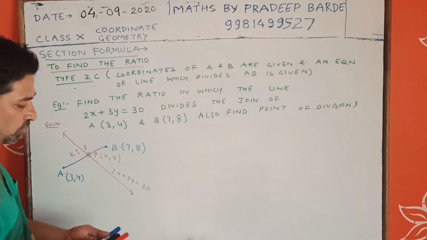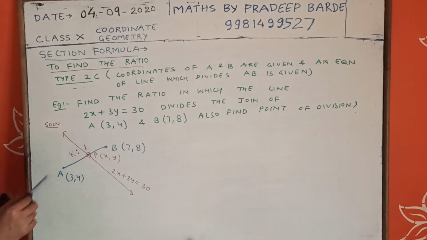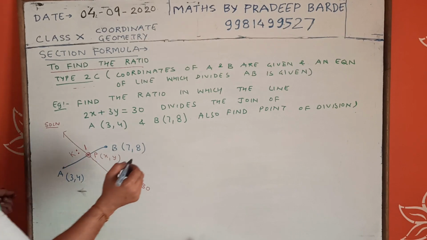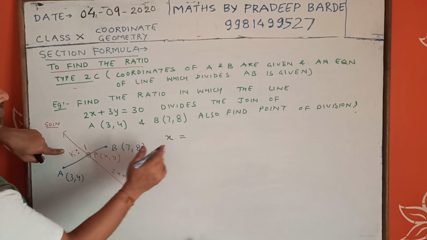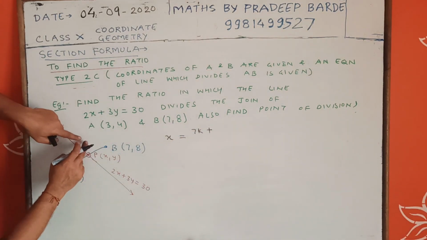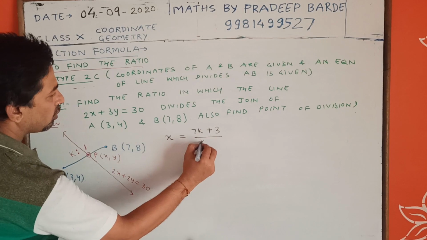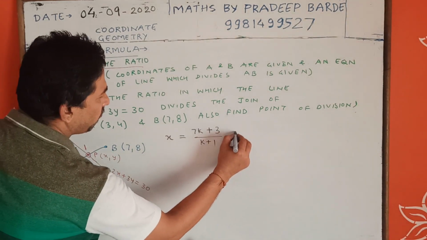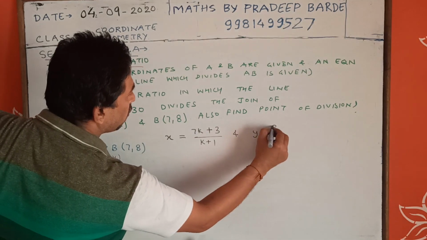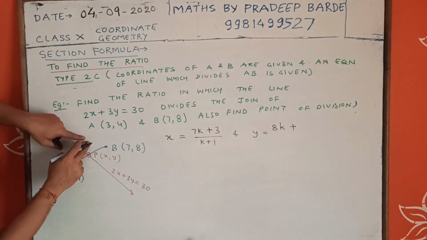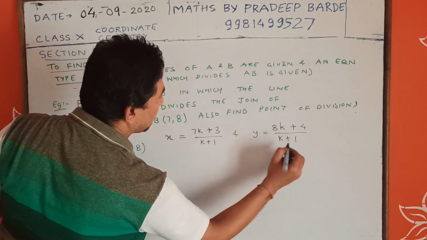Now in this question, what we need to do? both coordinates are unknown, दोनों ही कोऑर्डिनेट्स हमें नहीं मालूम है, तो बच्चों हम क्या करेंगे, x और y की वैल्यू k के टर्म्स में निकालेंगे सेक्शन फॉर्मूला अप्लाई करके। तो हम लगाते हैं x is equal to m1 x2, k into 7k plus m2 x1, 1 into 3, that is 3 upon k plus 1 and y is equal to m1 y2, k into 8, 8k plus m2 y1, 1 into 4, 4 upon k plus 1.